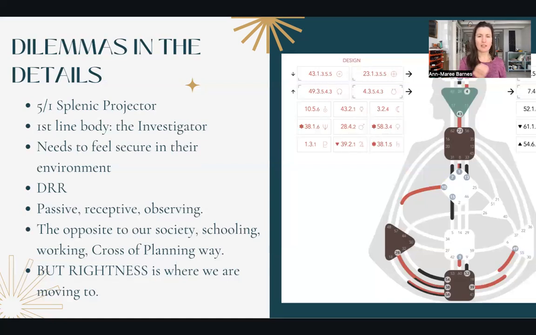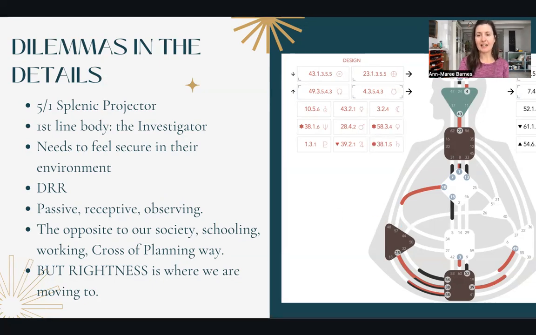So something really interesting with the investigator body. When we look at the lines, the most primitive is 1. It's tricky to use that language, but the idea is that we go from 1 and evolve through to 6. We're moving in that direction, towards rightness. So 1 is a real primal body that really does need to feel secure in its environment. This is a really important nuance because that might not be obvious at a surface level of the design. So it needs to feel secure in their environment.